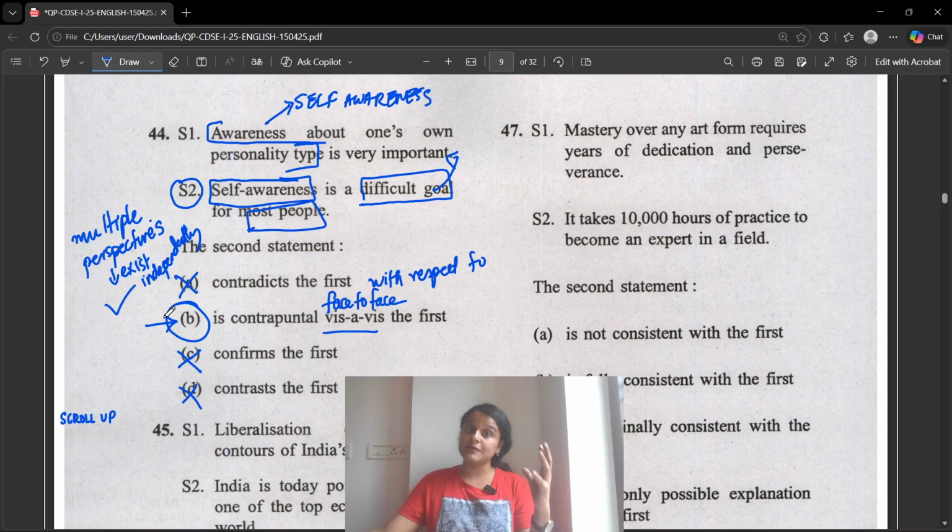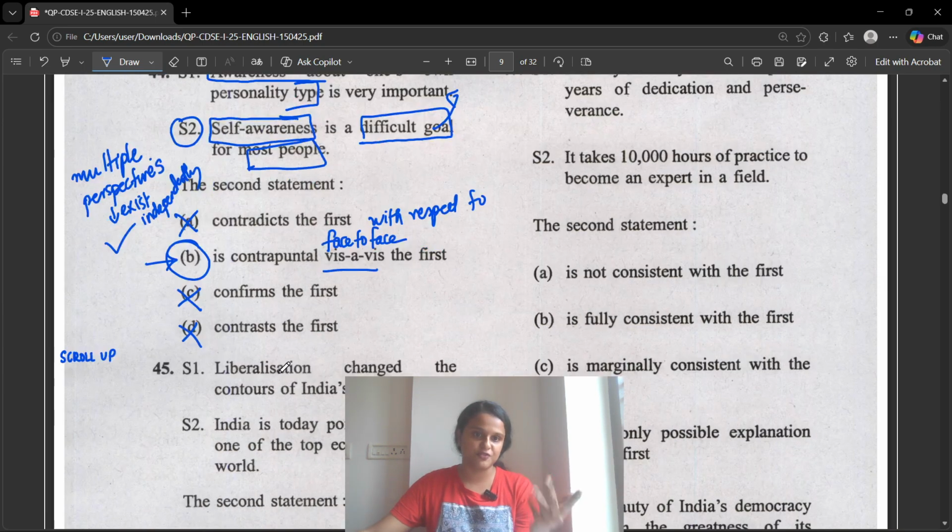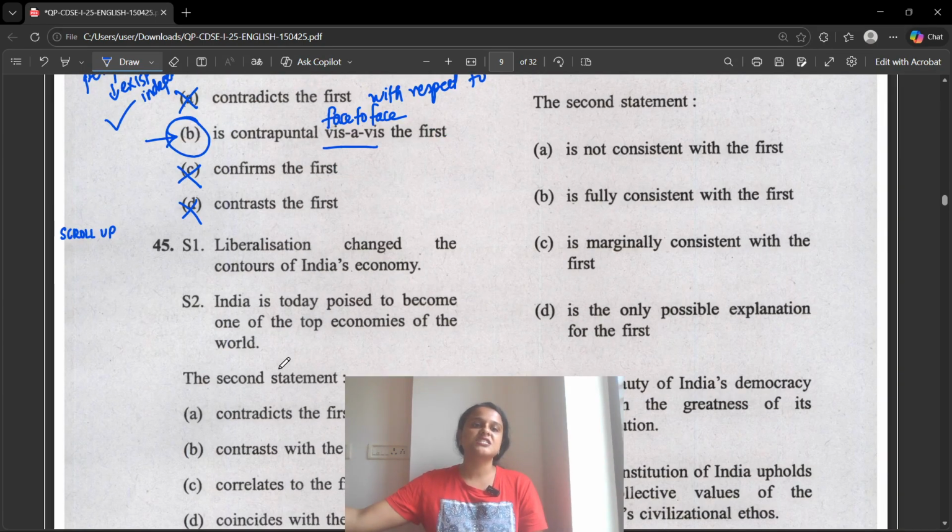See, this is where vocabulary becomes a saving grace. If you don't know the meaning of contrapuntal or vis-a-vis, it can be tricky and you would naturally go for an option that sounds similar. It may not be the answer. So don't immediately go to confirm. Think about what you mean by confirm. Okay, now question number 45.